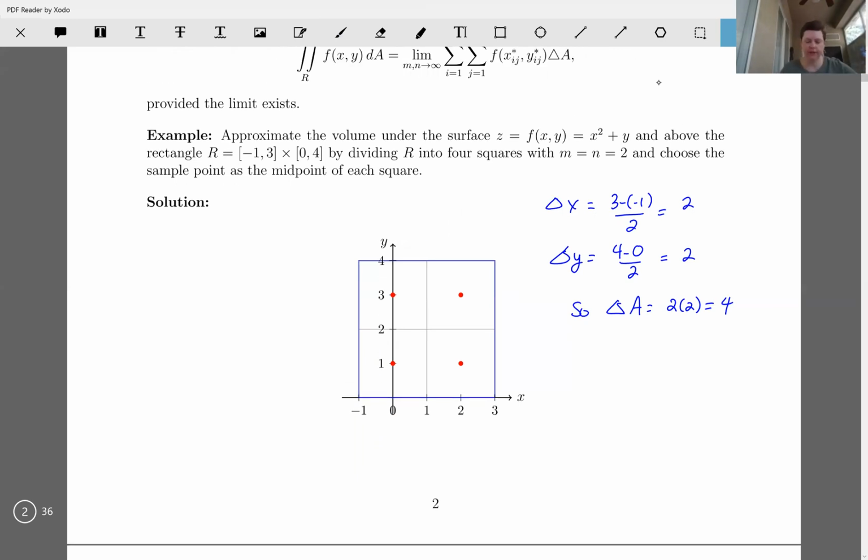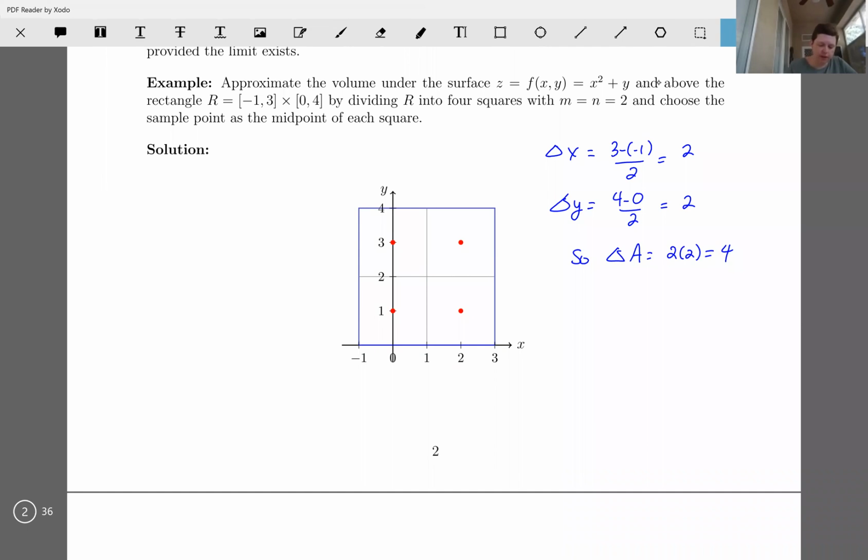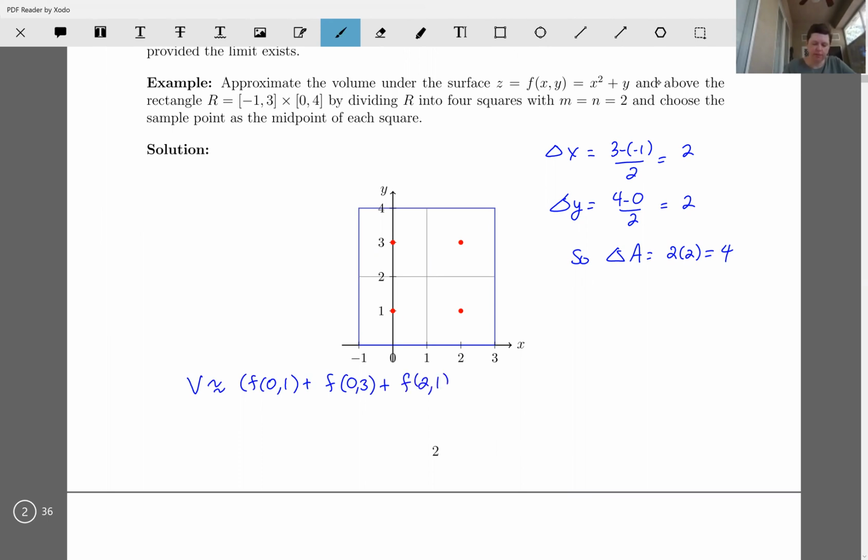The red dots here represent our special points that are the midpoints of each square. And so our volume then is going to be approximately f of (0, 1) plus f of (0, 3) plus f of (2, 1) plus f of (2, 3), times delta A, which is 4. And so that is 1 plus 3 plus 5 plus 7 times 4, which is 64. So our volume is approximately 64.